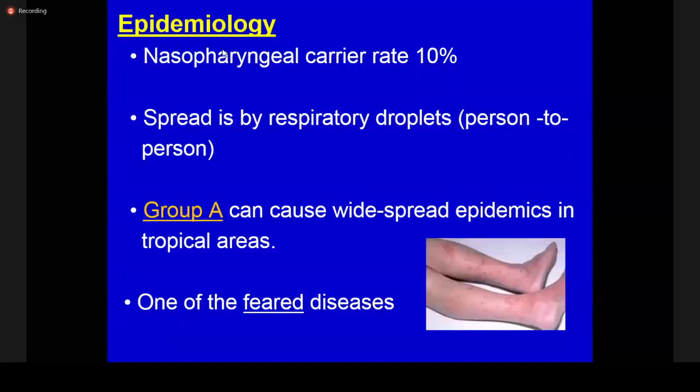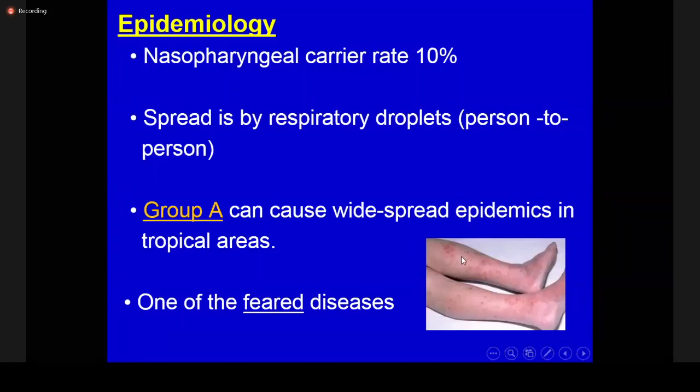The epidemiology, as we said: there are 10% of people who are carriers for this microorganism. They spread by respiratory droplets, person to person. We said there are 13 serotypes. Group A can cause widespread epidemics, especially in tropical and subtropical areas where the temperature is high.